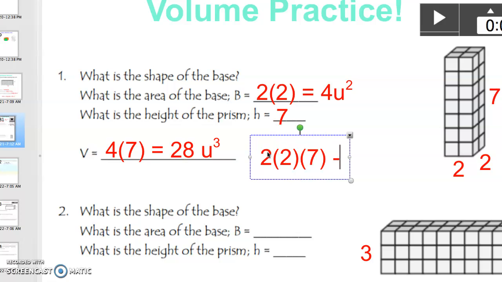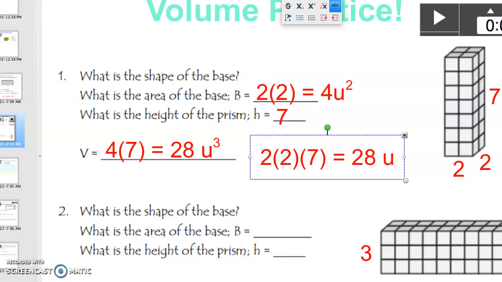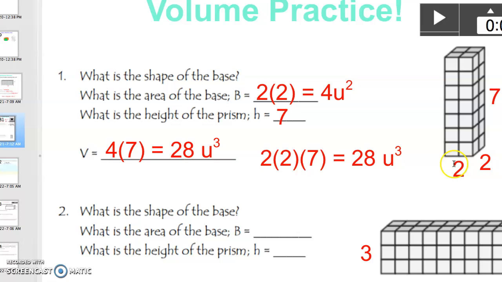And again, the faster way of doing it is length times width times height. So 2 times 2 times 7. And if you plug that whole string of numbers into your calculator, you get the same answer, 28 units cubed. And again, it's units cubed because it's a three-dimensional figure. You're multiplying three numbers, 2 times 2 times 7. Okay? We'll do one more together.